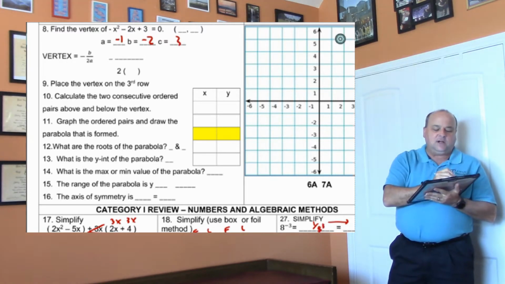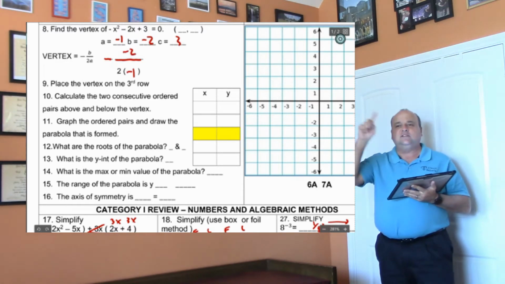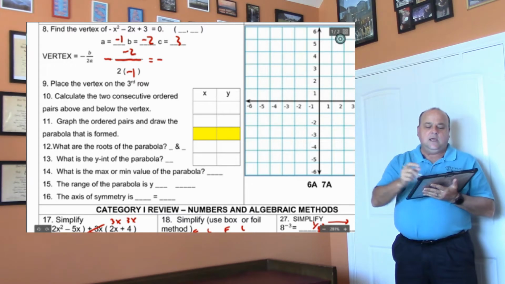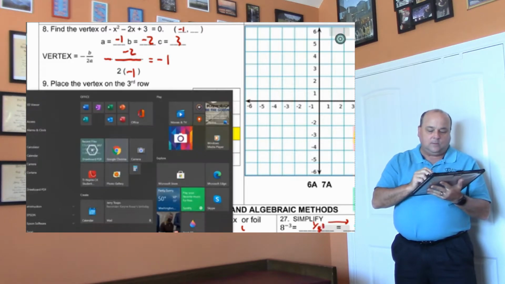Now my vertex will be negative b over 2a, so with my b, I have the negative fraction bar, so let me make that a negative sign. Negative 2 will go on the top, and then my a is negative 1. Notice I see 3 negatives, don't I? 3 negatives makes a negative, and 2 divided by 2 is 1, so my vertex x-value is negative 1. And I need to turn on my calculator.